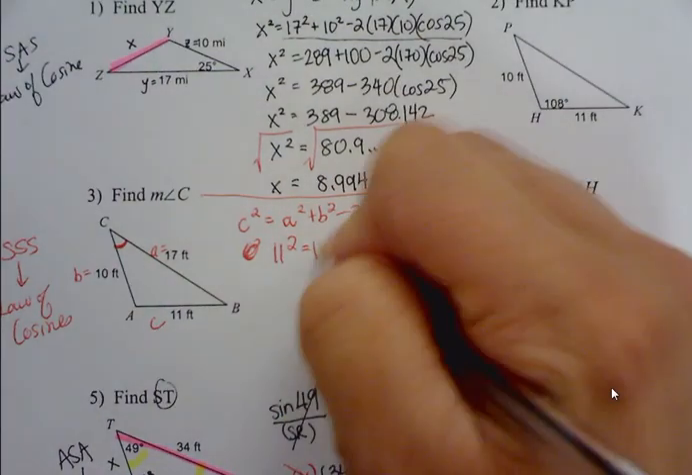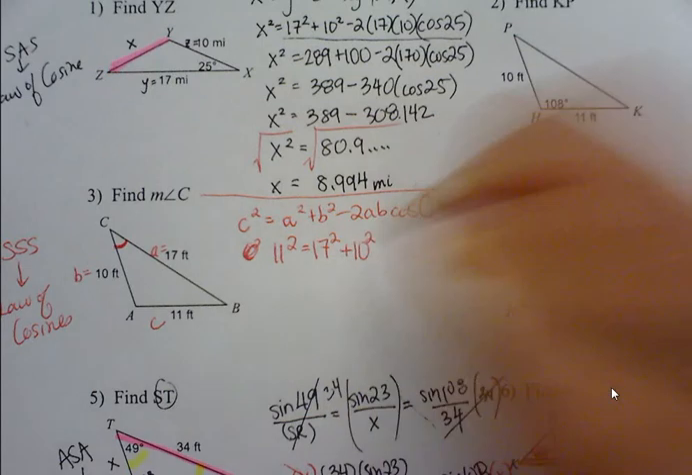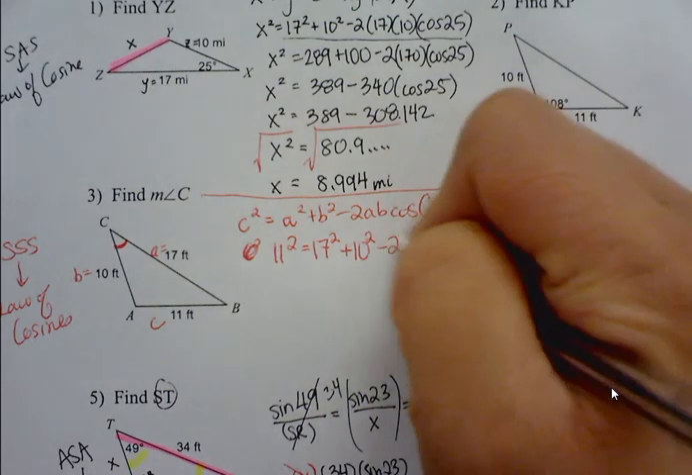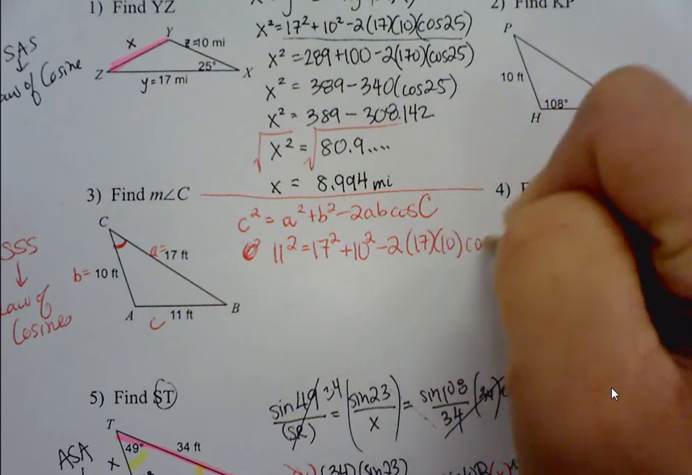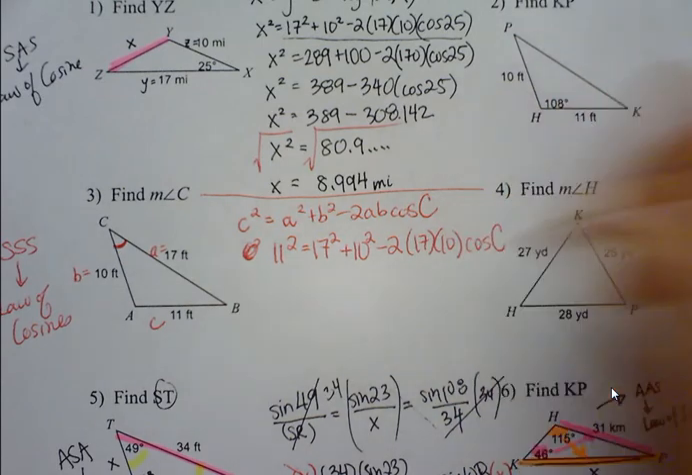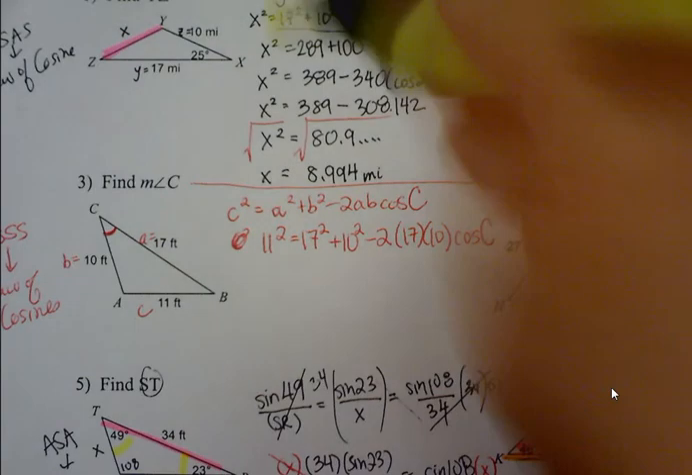11 squared equals, what's A? 17 squared plus 10 squared. Hey, these are like the same numbers almost. Minus 2 times AB, so 17 times 10 times cosine of, do I know what C is? No, so that's my unknown this time. So before, the one that I was looking for was X. Now what I'm looking for is C. Okay?